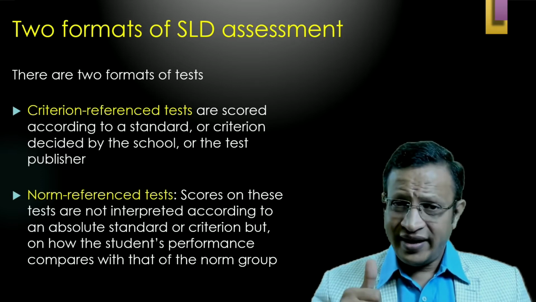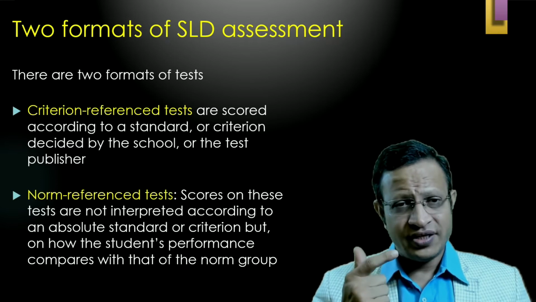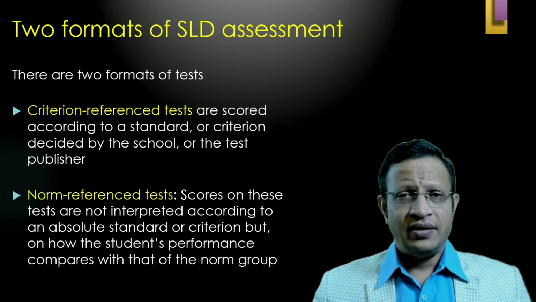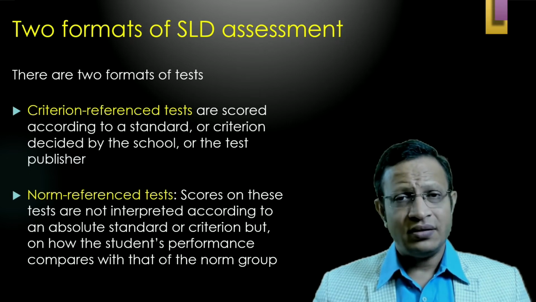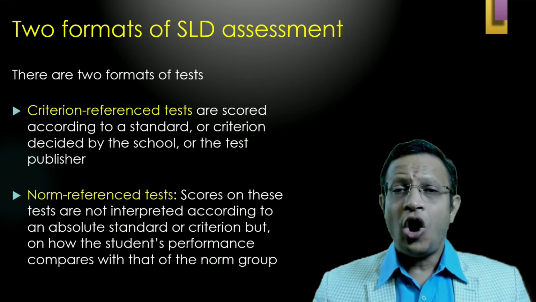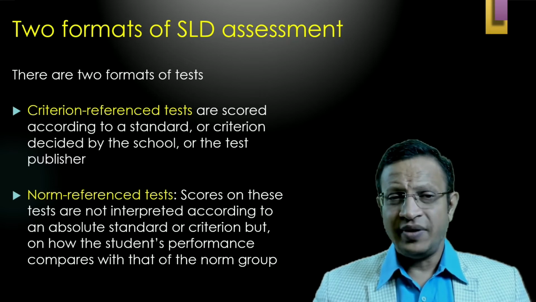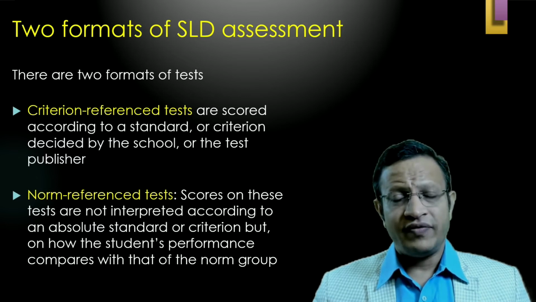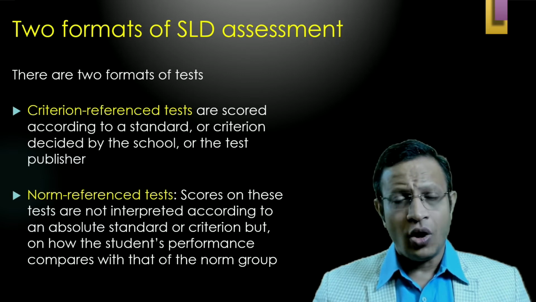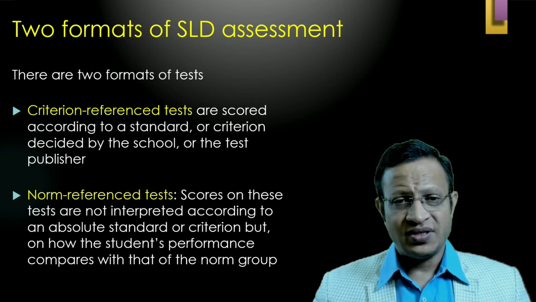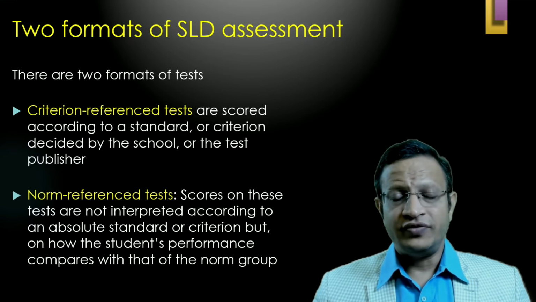One is criteria reference test, another one is norm reference tests. What is this criteria reference test? This is scored according to a standard or a criteria decided by the school or the test publisher. That means the cutoff is already clearly determined and also on that basis it is done. Whereas norm reference test, scores on these tests are not interpreted according to the predetermined or absolute criteria or standards, but on how the student performs compared to the norm of the group.